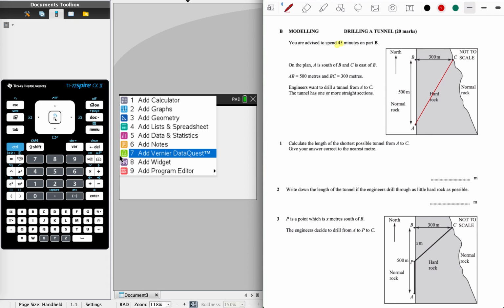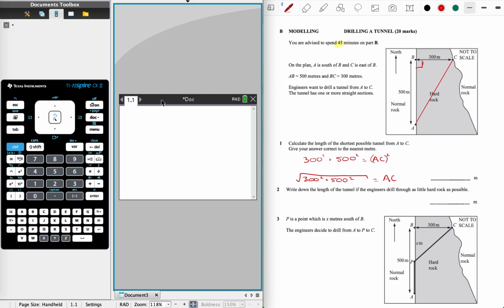Well, that's going to be a right angle, so we're going to have a right angle triangle, Pythagoras. So let's write this out in full. 300 squared plus 500 squared equals the distance from A to C squared. So we could say that the square root of 300 squared plus 500 squared will equal the distance from A to C. Let's put that into our calculator then.